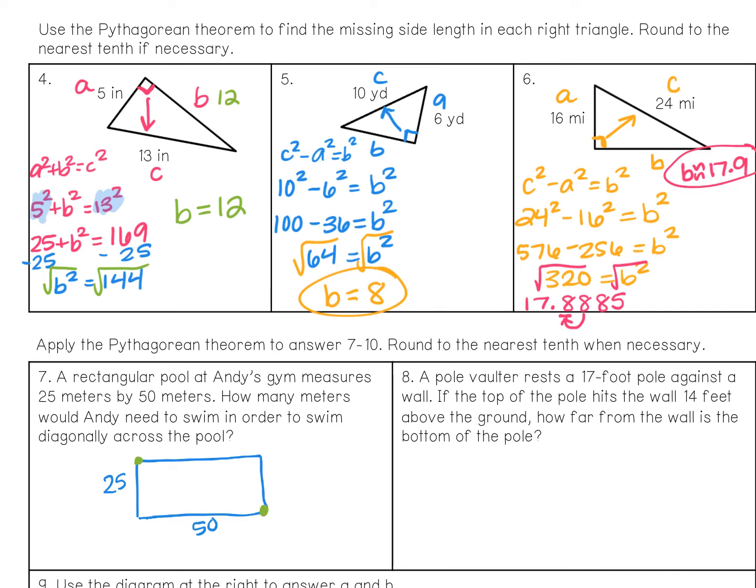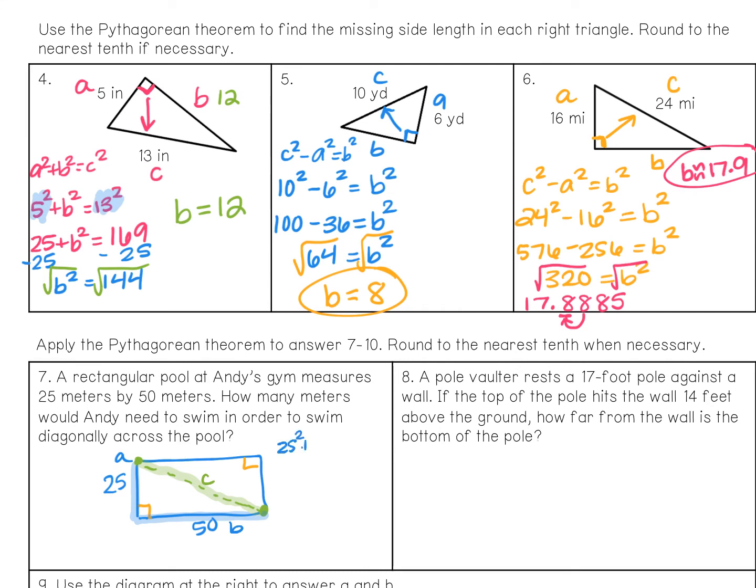So he's going to swim diagonally. So I know that a rectangle is made up of 4 right angles. So when I split that rectangle diagonally, what I've done is I've created a right triangle. Now, if I look at this right triangle, what I've been given are the 2 sides that touch to make the right angle. What I'm missing is the diagonal. So I'm missing C, and I've been given A and B. Since I'm solving for the hypotenuse, I'm just going to do the Pythagorean theorem as normal.